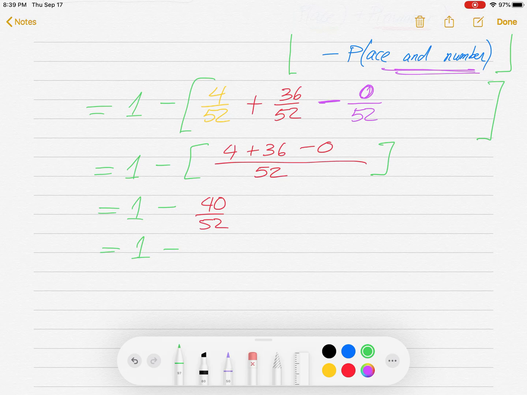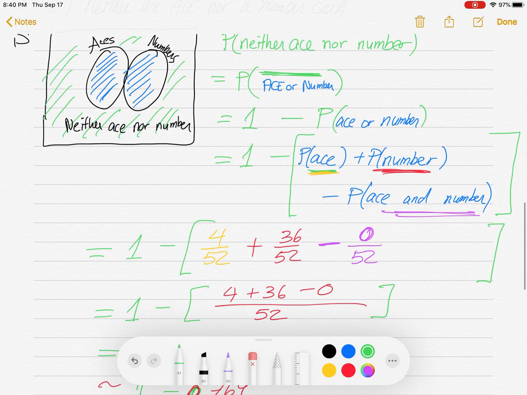40 divided by 52. Oops, it should be red. There it goes. 0.679 approximately. I should be using the approximate symbol here. So when I subtract those numbers, 1 minus 0.679 gives 0.231. Yeah, 0.231.